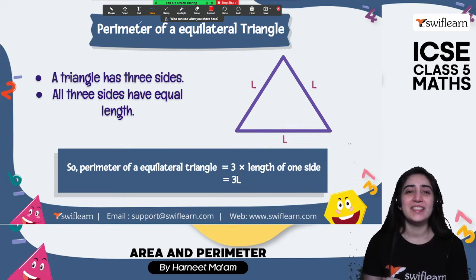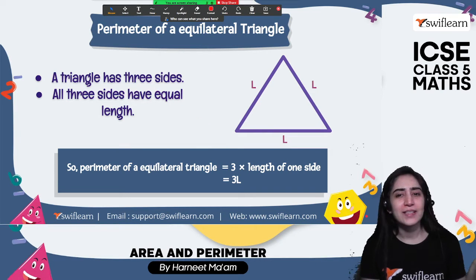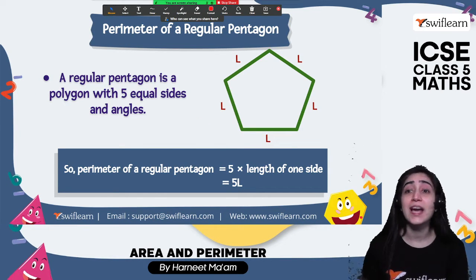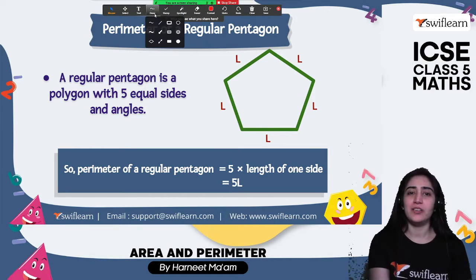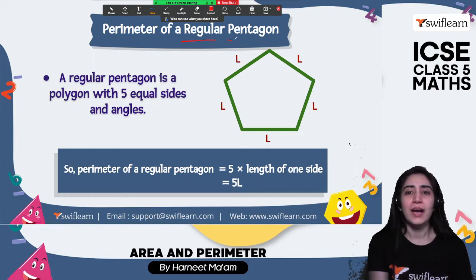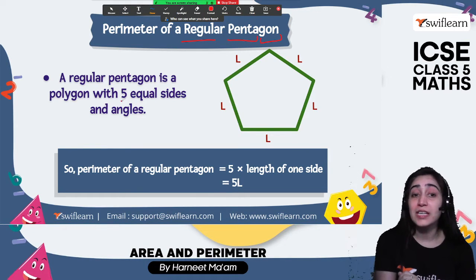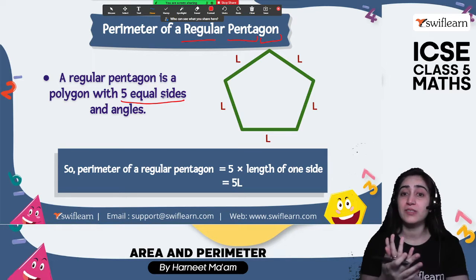All right, guys, then let's go to the next topic. Let's see some of the questions. Before that, let's see and understand what a pentagon is. So what do we mean by a regular pentagon? I think you all know what a pentagon is. Pentagon means a shape which has 5 equal sides, right? So 5 sides which are equal.